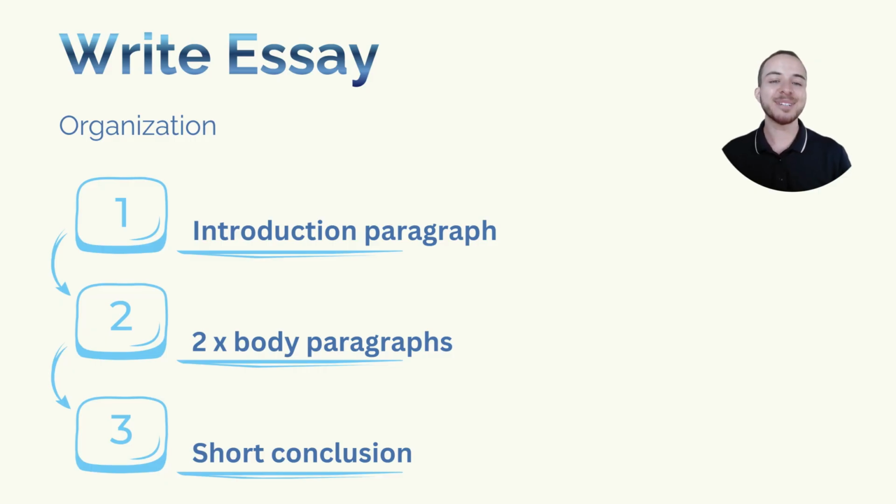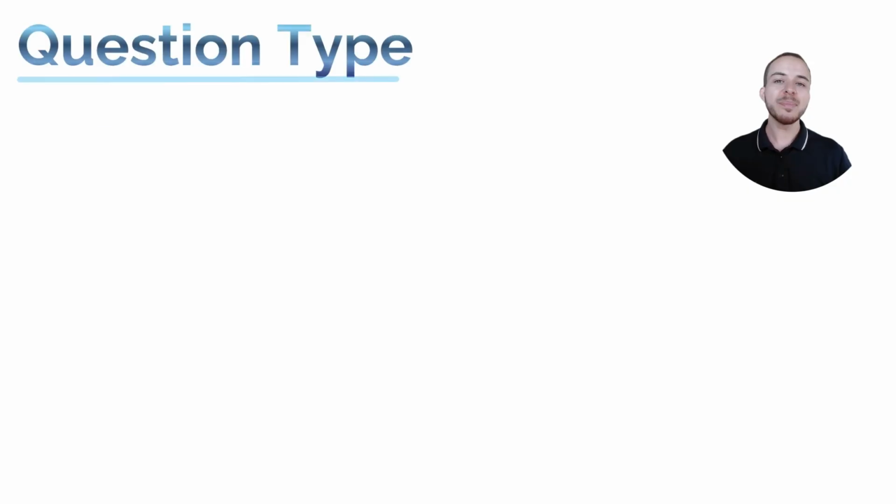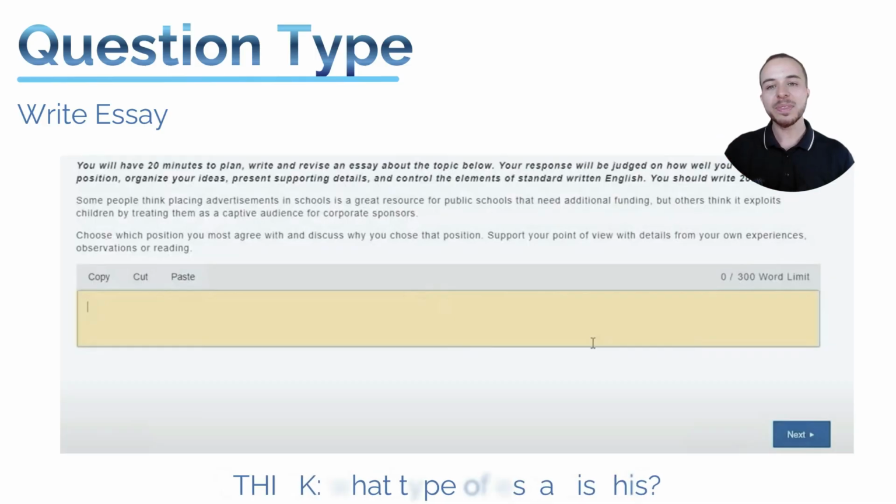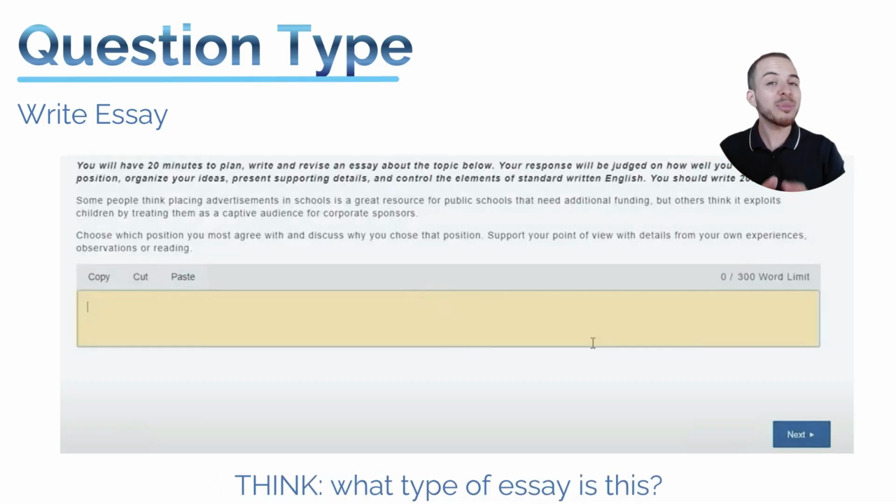So let's go through the different question types. 2 of them you need to know. And stay tuned because I'm going to tell you about those 2 really important essay types towards the middle of the video. But first, all essay questions are going to look like this. The only thing you have is a copy, cut, and paste button, as well as a word count with a maximum of 300 words. You have 20 minutes to plan, write, etc.